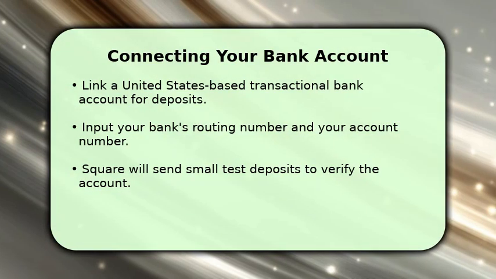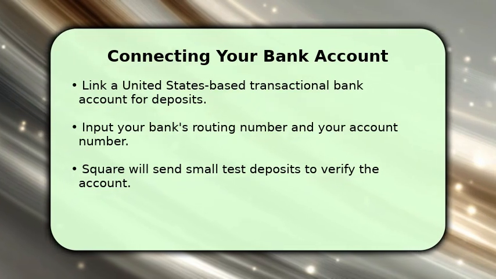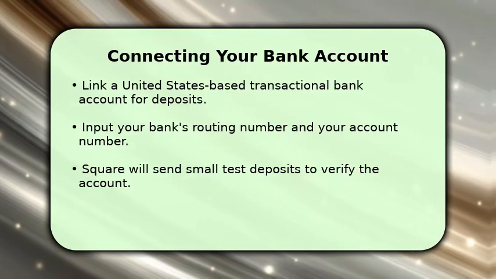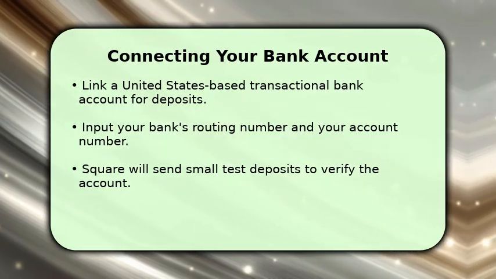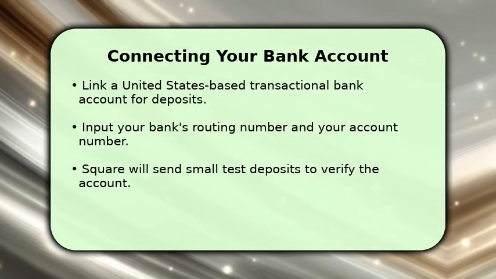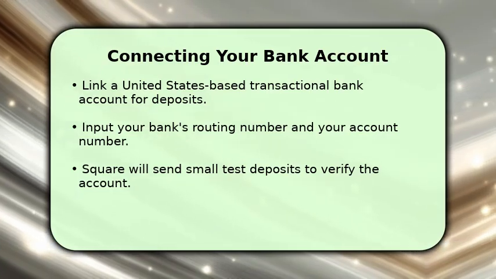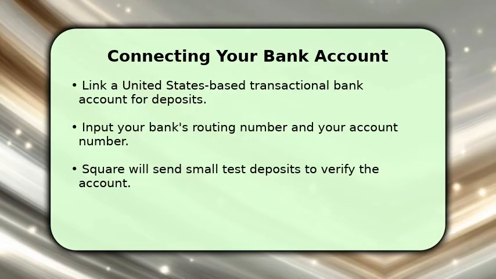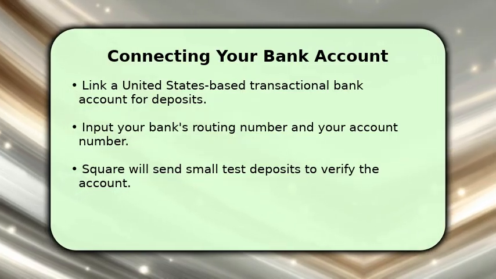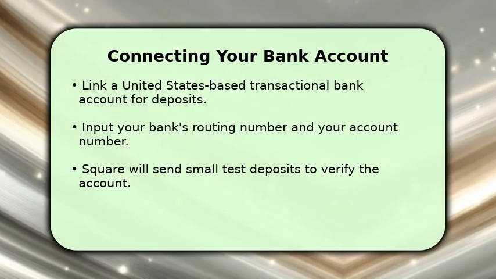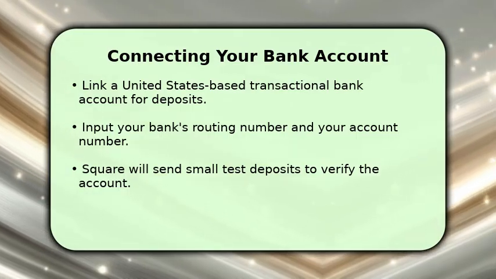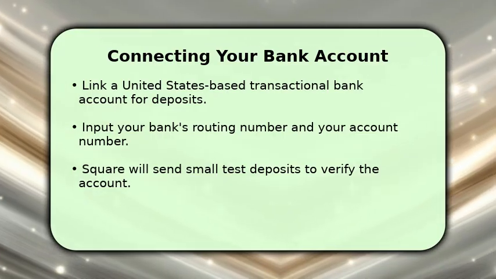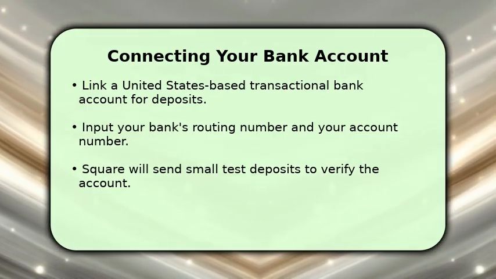A critical step is linking your bank account to receive your funds. You must connect a United States-based transactional bank account. Prepaid cards or online-only accounts are not supported. You'll need to input your bank's routing number and your specific account number, which can typically be found on your checks or by contacting your bank. Square will then send 1 or 2 small test deposits to verify the account. You must confirm these amounts to complete the bank verification process, which can take up to 4 business days.